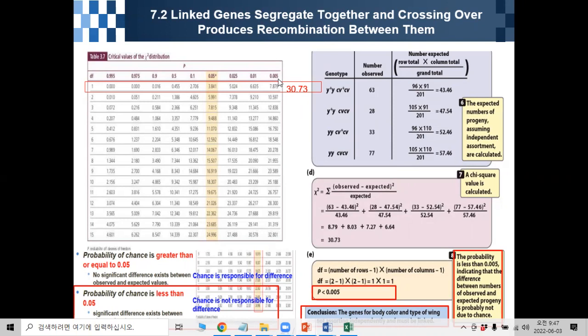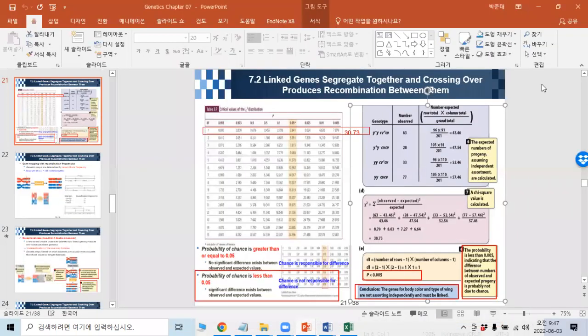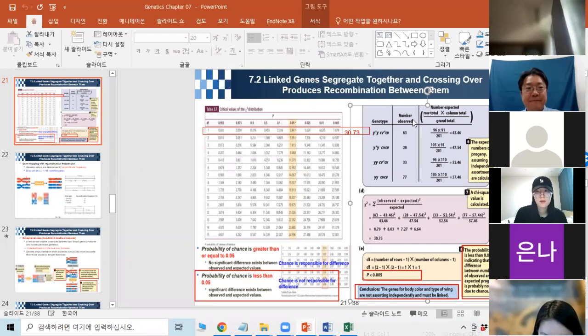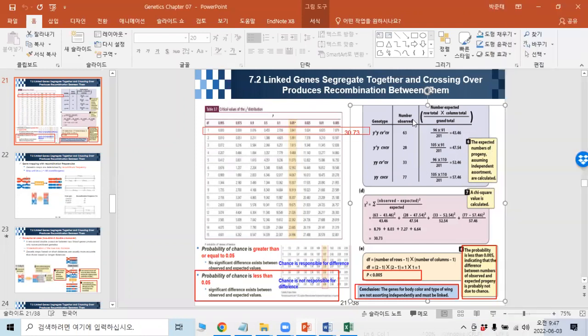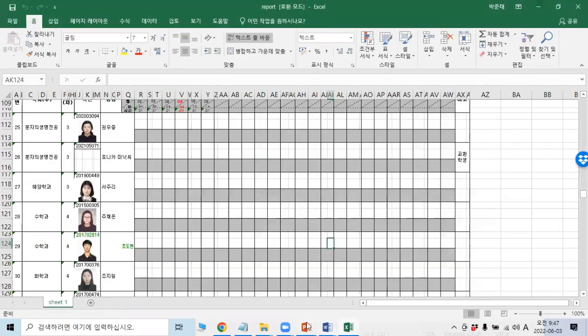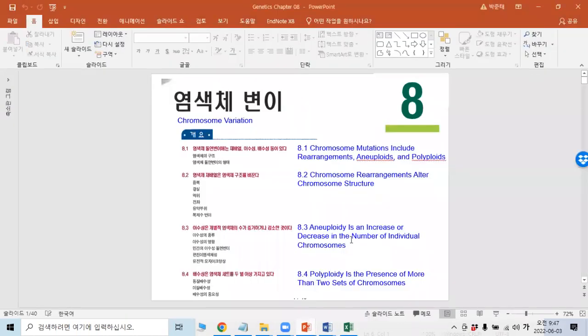Okay, I understood now. Thank you very much. You have to know this to solve the final exam. Now we will go to chapter 8. Do you have any other questions in chapter 8 or the homework?